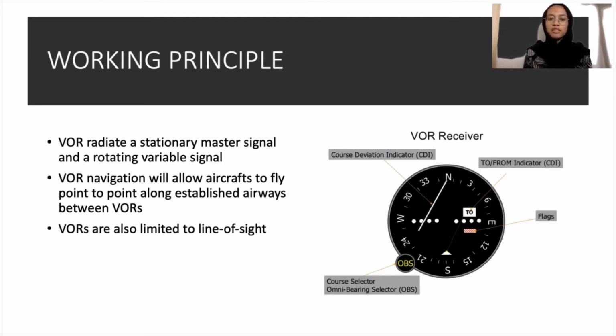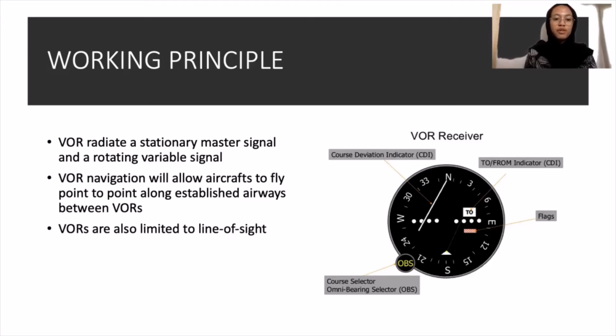So the bearing is actually the aircraft radial that it is currently on, and the radial is a form of the bearing. They are always related to the magnetic direction from a radio aid, and the needle will deflect accordingly. Next, VOR navigation will allow aircraft to fly point to point along established airways between VORs. The normal frequency range for VOR is usually between 108 MHz and 117.95 MHz. They also have the power output necessary to deliver coverage within their assigned operational service volume.